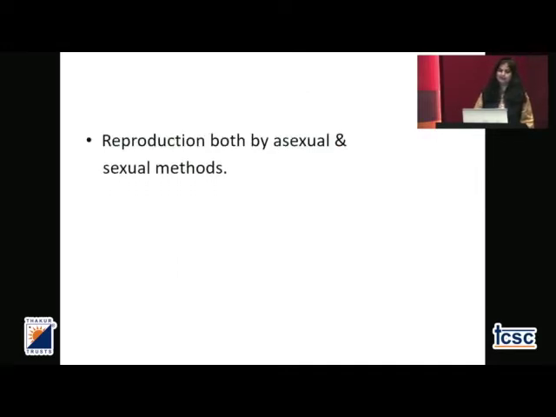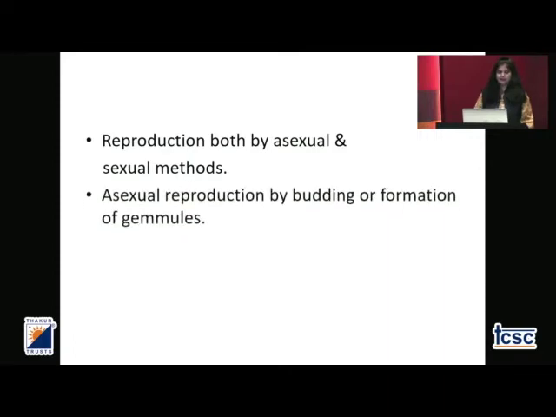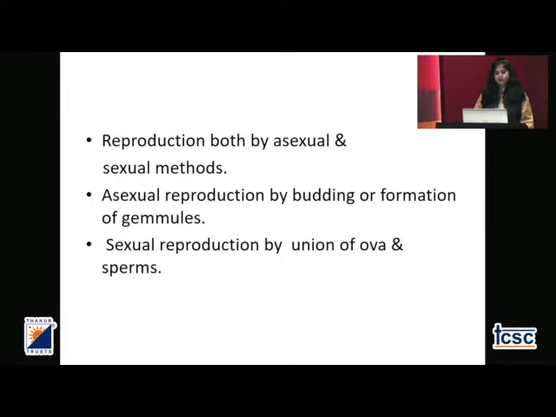Reproduction in them is either by the asexual mode or by the sexual method. Asexual reproduction is by formation or production of gemmules, or by budding, and sexual reproduction is by union of sperm and ovum.